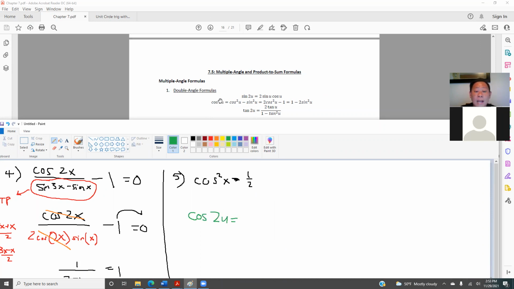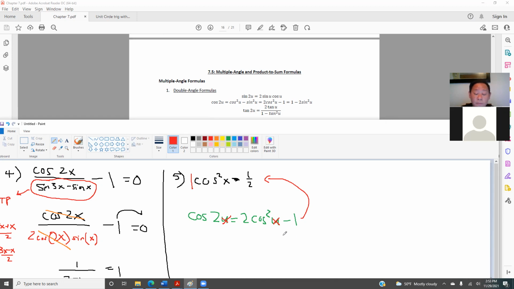It looks like cosine 2u is the one, and since this one only has cosine terms, we will use 2 cosine squared u minus 1. But my question is not exactly the same as this. I can change the u to x, that's not a problem. But how can you make this become that? You have to either multiply or divide by a number. So can someone tell me what we should do to change this 2 cosine to become 1 cosine and this one to become 1/2?